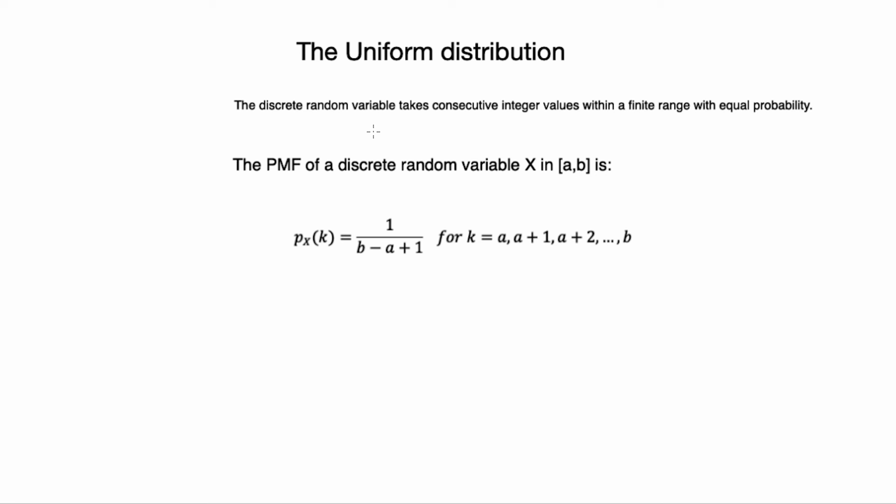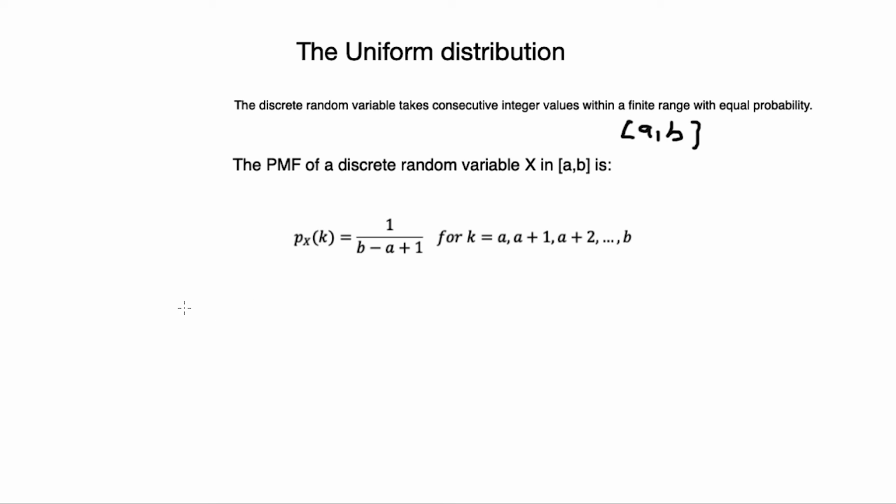We have also the uniform distribution, which is one of the most known distributions in probability or in discrete probability. The discrete random variable in the uniform distribution will take integer values in a finite interval or range a, b. So here we just take the integers in this interval with equal probability, and its PMF is defined by this expression, 1 over b, which is the maximum value, minus a plus 1.